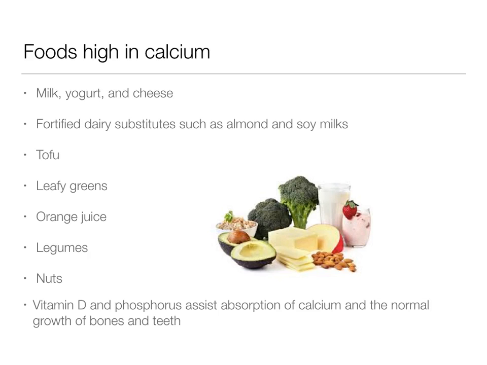Additionally, tofu, leafy greens, orange juice, legumes, and nuts are some other non-dairy sources of calcium. It's also important to note that vitamin D and phosphorus assist in the absorption of calcium and therefore the normal growth of bones and teeth. These should also be included in the diet. However, vitamin D deficiency in the diet and phosphorus deficiency are much less likely in Australia than calcium deficiency.